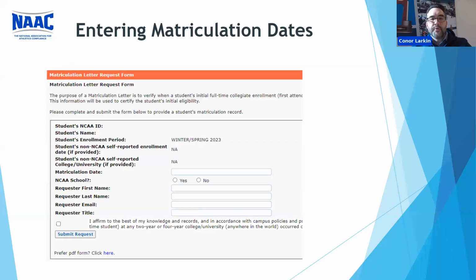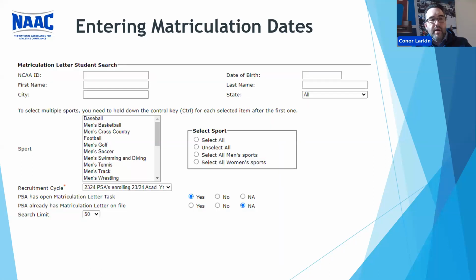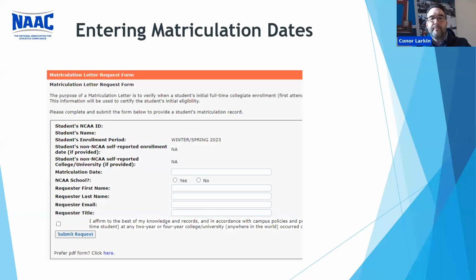Now, once you get to the search results and you click the box next to the student's ID number and get to that matriculation date entry page with the orange bar at the top, you'll notice a lot of details here. For instance, the student's enrollment period, which, for the second time, I'll say needs to be specific to the student's initial full-time enrollment at any NCAA Division I, Division II, or Division III institution. It also has the student's ID number and their name, and information that the student may have provided during the registration process about other enrollment in higher education, which may be populated in those next two fields beneath that.